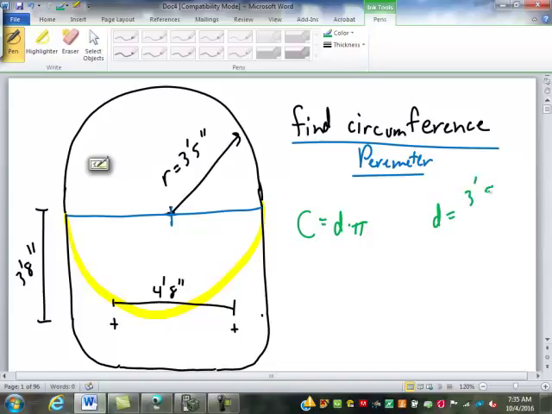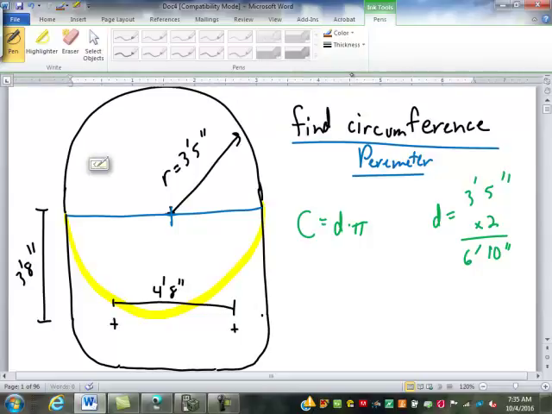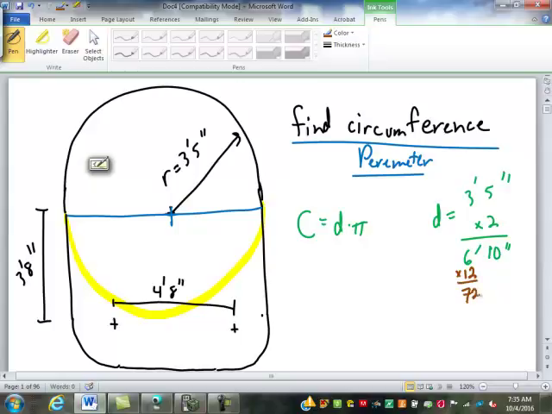Well, 3 foot 5 inches times 2, there you go. 2 times 5 is 10 inches. 2 times 3 is 6 feet. So 6 foot 10. Now to multiply that times pi, we're going to have to convert it just into inches. So 6 times 12 is 72, plus 10 is 82 inches. So back to our circumference, it's 82 inches, times, we'll just use 3.14 for pi.